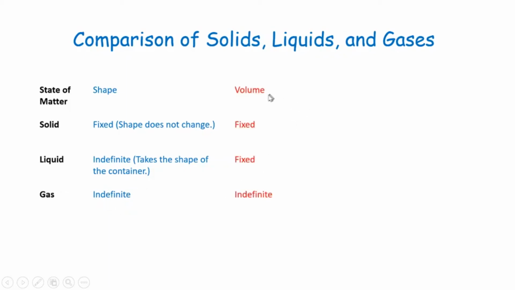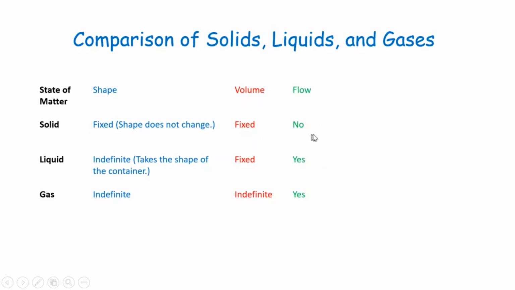How about the volume? Solid and liquid both have fixed volumes, but gas does not. If the same amount of gas is sealed inside a small container, then you have pretty dense gas in there. And if you seal the same amount of gas in a much larger container, then the gas is not that dense, it's much more diluted. So therefore, gas does not have a fixed volume.